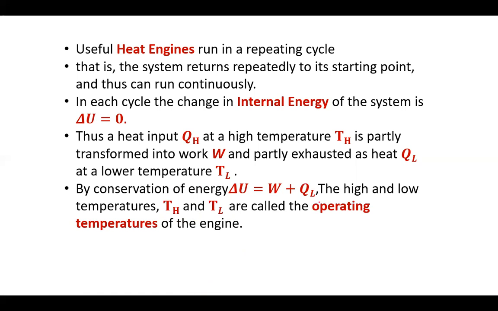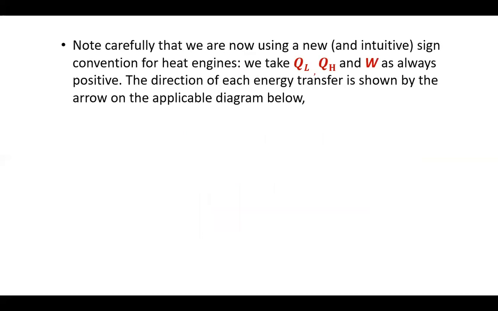So the high and low temperatures, TH and TL, are called operating temperatures of the engine. So note carefully that we are now using the new sign convention for heat engines. We take QL, QH, and W as always positive. So the direction of each energy transfer is shown by the arrow in the table below.